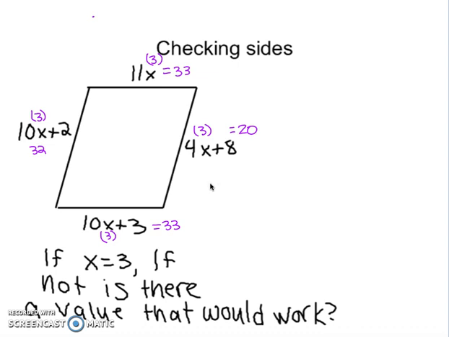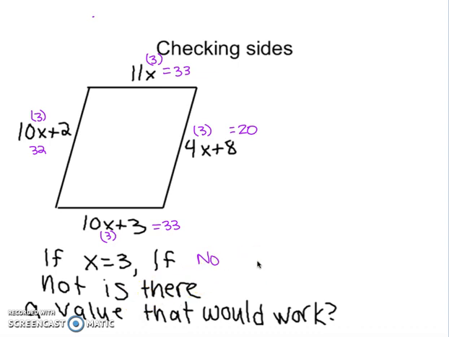Since both pairs of opposite sides are not congruent, is this a parallelogram if x equals 3? And your answer should be no. So we're just going to put no here. Then it says, if not, is there a value that would work? So now we need to take a look at it and say, is there any way that we could make this a parallelogram?